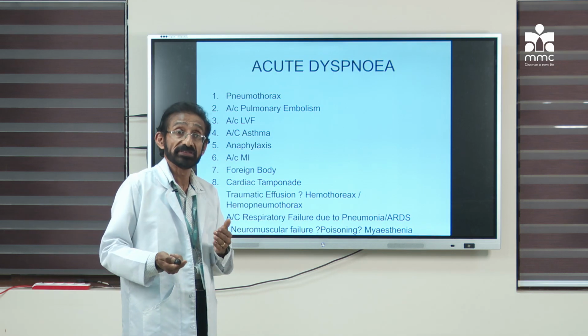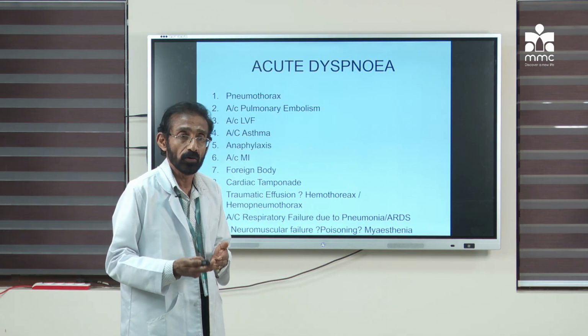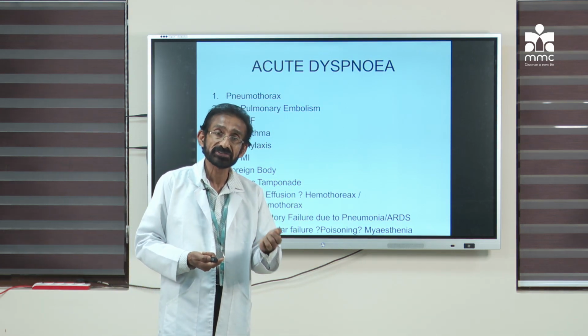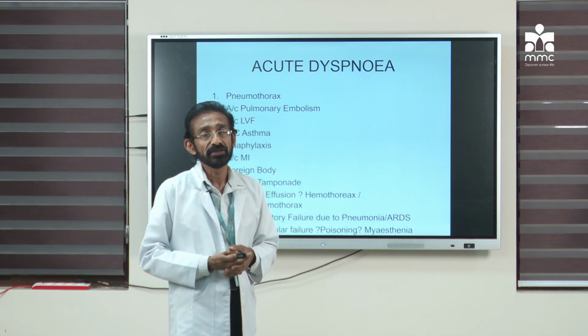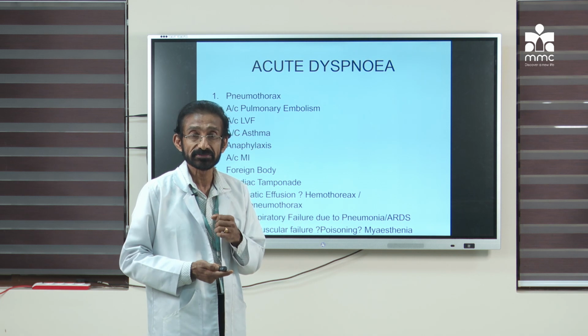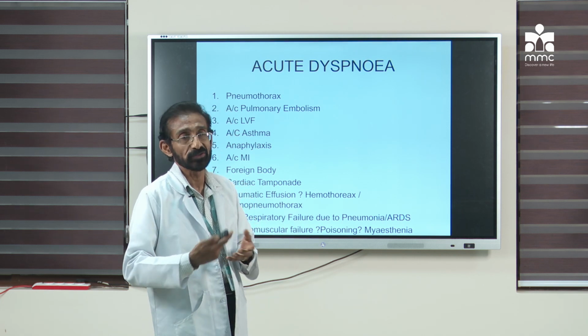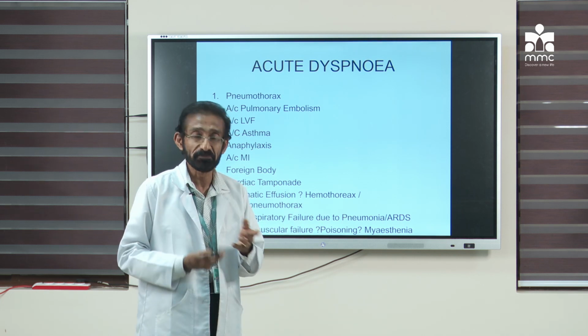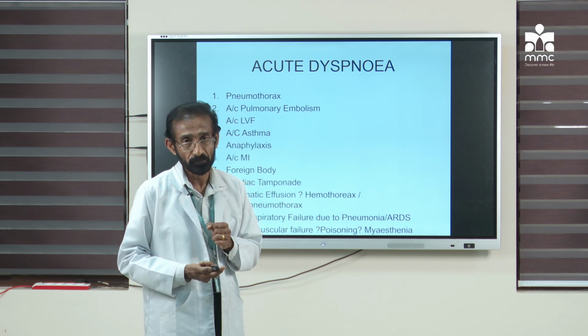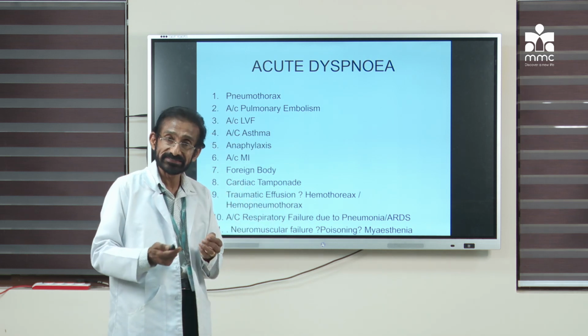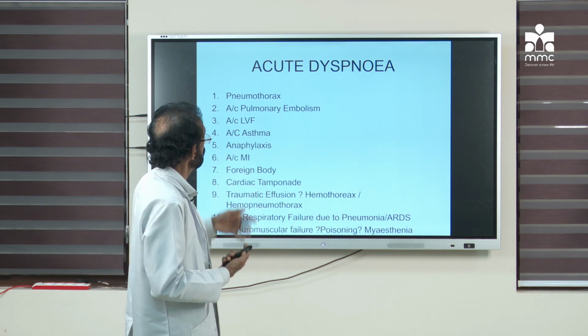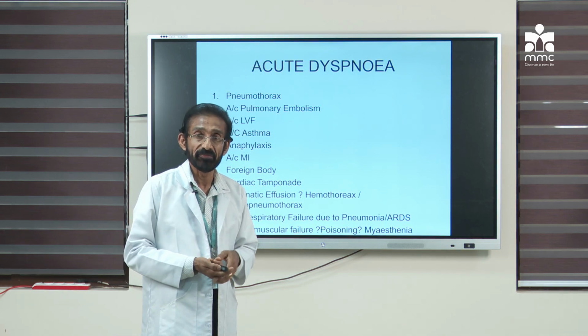And a snake bite or a poisoning can go on to lead to a skeletal muscle or a neuromuscular failure, which can again lead on to respiratory paralysis. Polio is one condition which can cause respiratory paralysis. Snake bite, Guillain-Barré syndrome. These are conditions which can lead on to respiratory failure. Myasthenic crisis again can present with acute onset of dyspnea.